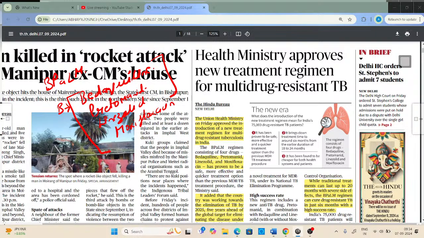You have to remember the names of all four drugs, which is very important. Now the simple way to learn all these names is BPL. Originally BPL means below poverty line, but when we talk about multi-drug resistant TB, BPL stands for bedaquiline, pretomanid, and linezolid. So basically BPaLM is a regimen for treating this multi-drug resistant TB.